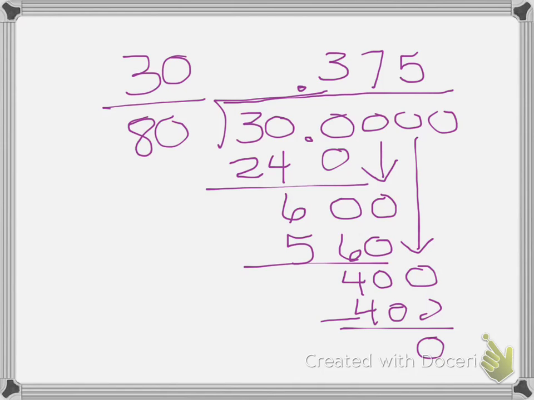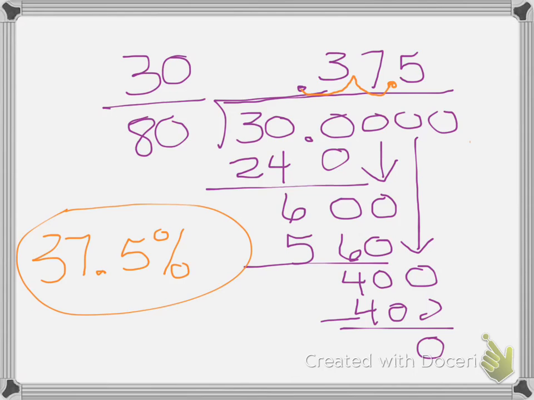So what I'm going to do now to change it into a percent, because if you're finding the percent, the last step is always to move the decimal 2 places to the right. And now we just have 1/10 of a percent, so that's good. So we're going to write 37.5%. So it was discounted 37.5%. That's it.